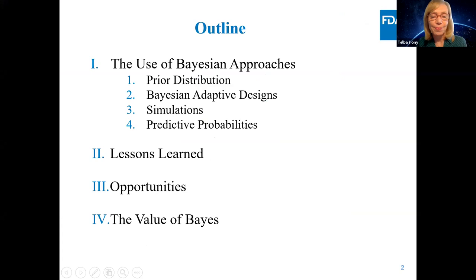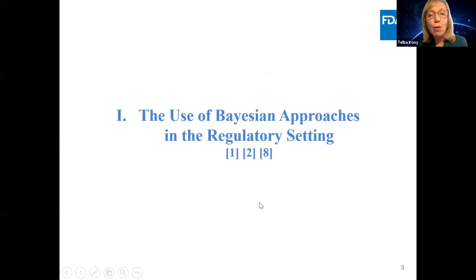Okay. So what I'm going to do now is give an idea about the use of Bayesian approaches in the regulatory setting. I'm going to talk about the lessons learned, the opportunities, and I'm going to join Frank and talk a little bit about the value of Bayes in the regulatory setting. As I'm talking, I have these numbers, and these numbers are references with the examples. In the interest of time, I'm just going to briefly talk about the examples, but they are all listed under these numbers at the end in the references.